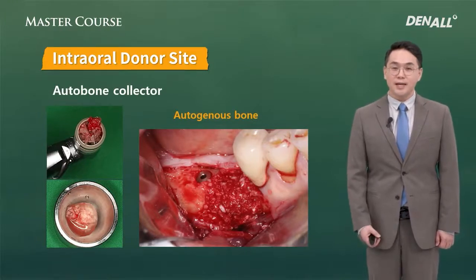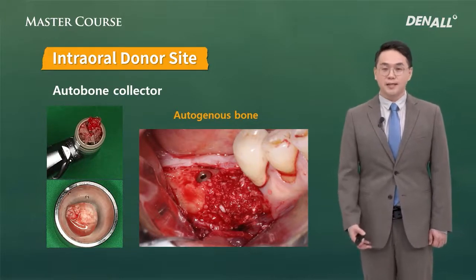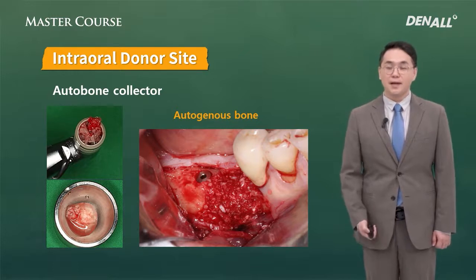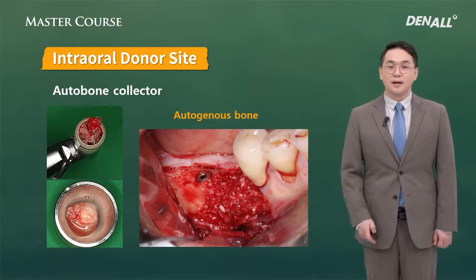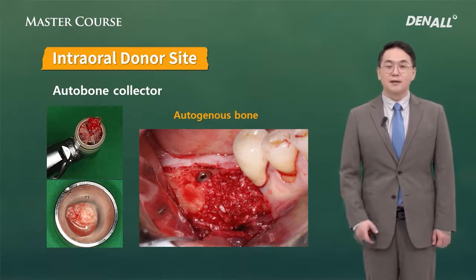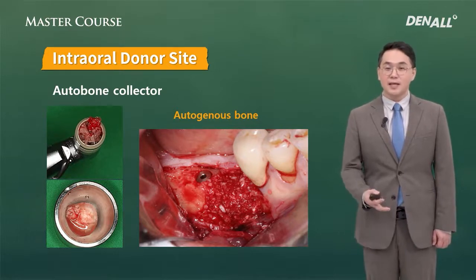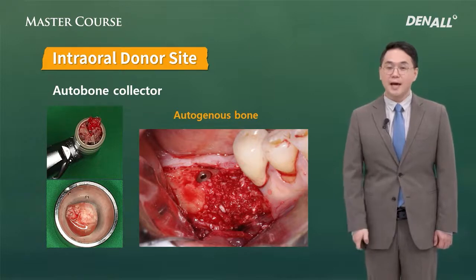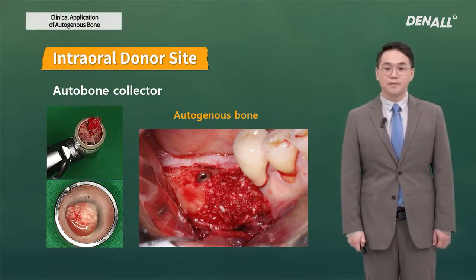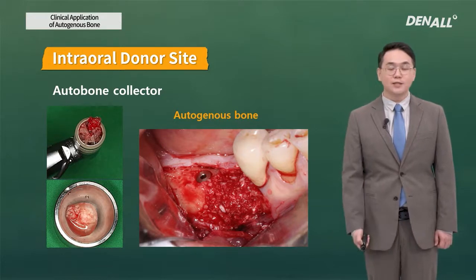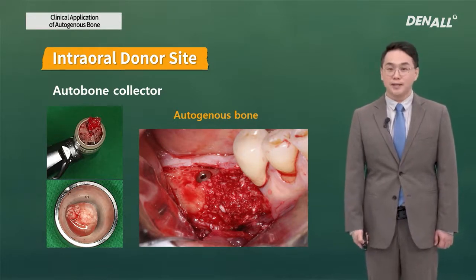Let me introduce the auto bone collector, a drill developed by Ostem to harvest autogenous bone. It is composed of a drill and a stopper. Cortical bone is drilled, and the drilled debris is collected between the stopper and the drill, and the harvested autogenous bone can be used without any additional treatment.